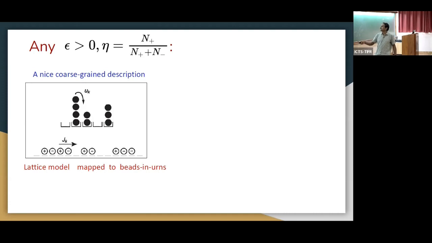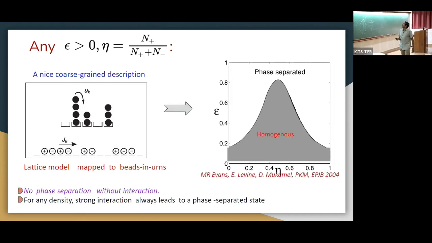This box has no particle here, and this box has 3 particles. That's the meaning. And the rate at which particles transfer is the same as the current flowing through a block of size k. If there are n particles, the size of the block is k. So this mapping is very nice, and this actually gives you a phase diagram in epsilon, which is the interaction, and eta, the ratio of densities.